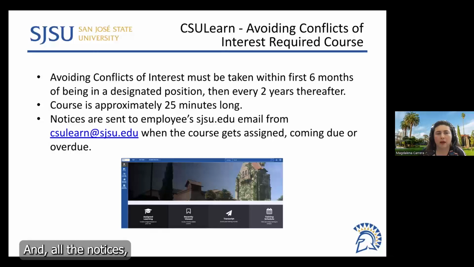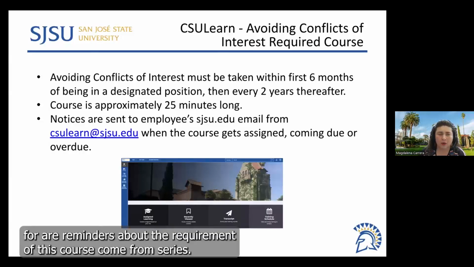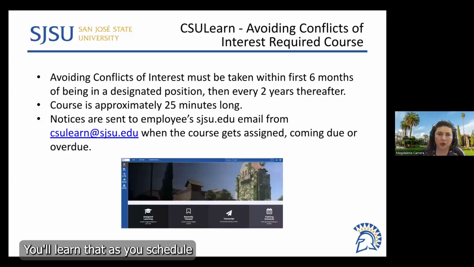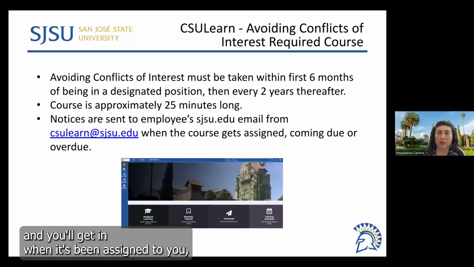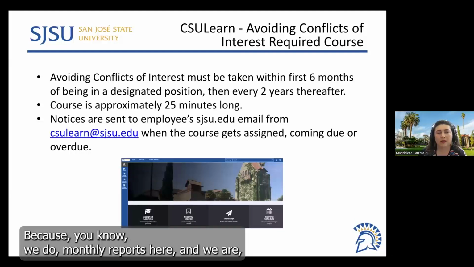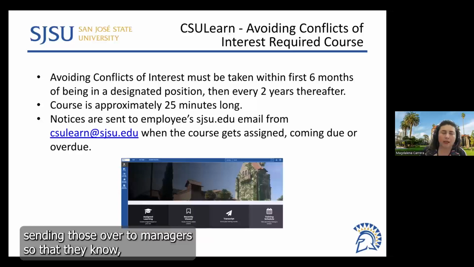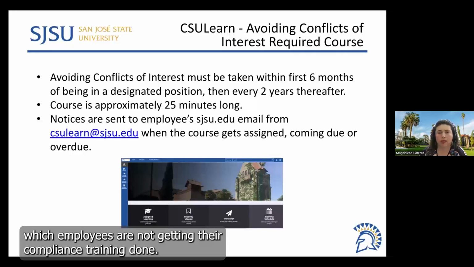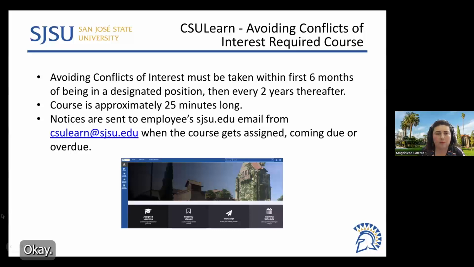All the notices or reminders about the requirement of this course come from CSULearn at sjsu.edu. You'll get them when it's been assigned to you, when it's coming due, and when you're overdue. So please get those courses done, because we do monthly reports here, and we send those over to managers so that they know which employees are not getting their compliance training done.